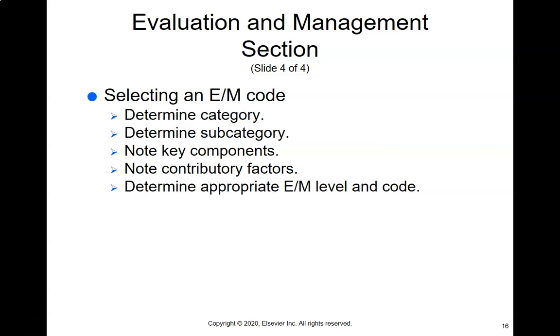Selecting an E&M code. Documentation must be reviewed to determine the key components and the contributory factors. There are different levels to indicate the complexity of an office visit, such as 1 is the least complex, where 5 is the most complex.